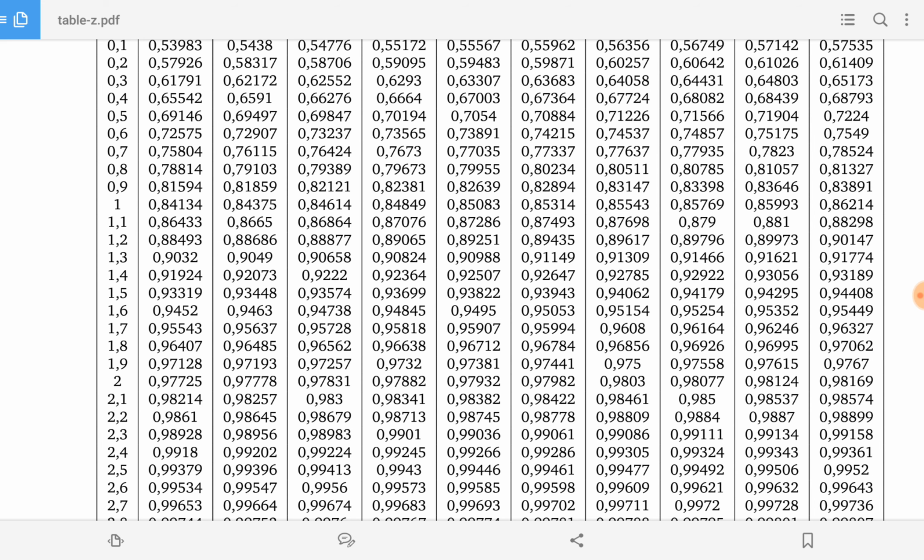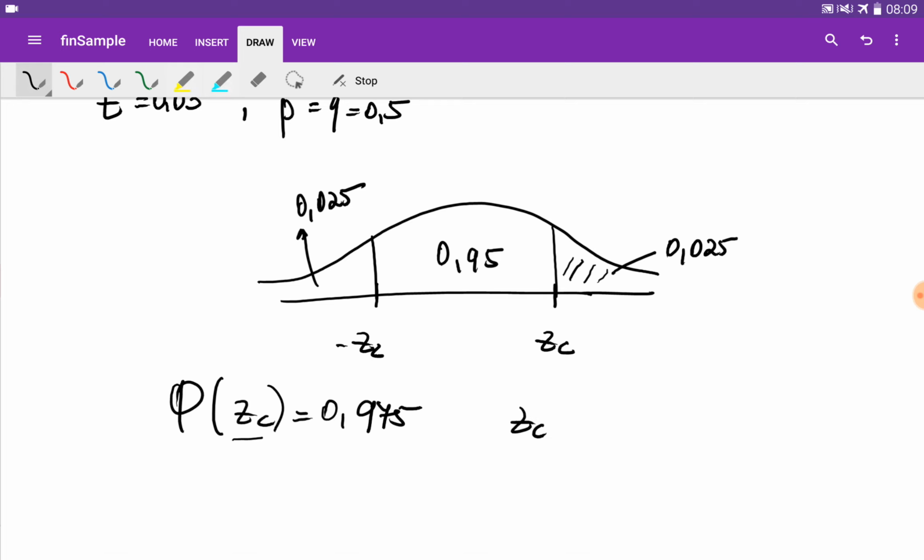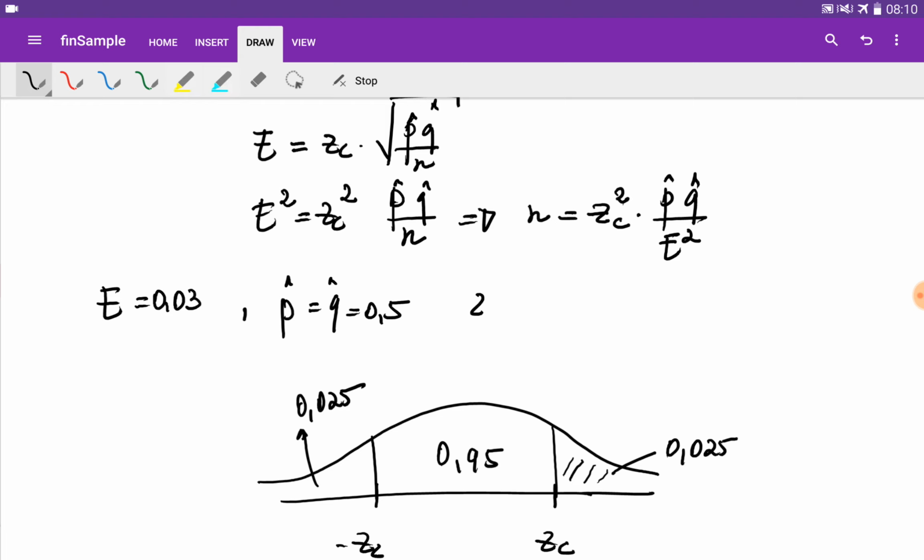It means 1.96. So the critical point is 1.96. So basically the area until 1.96 is equal to 0.975. So we just need to put this here, so that C is equal to 1.96.